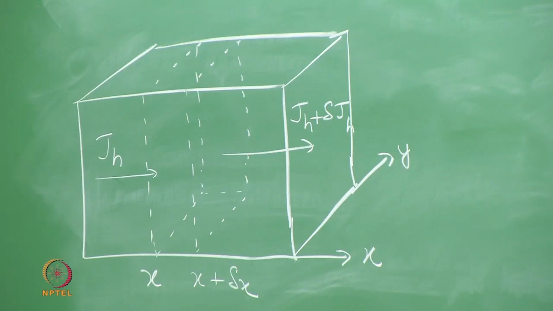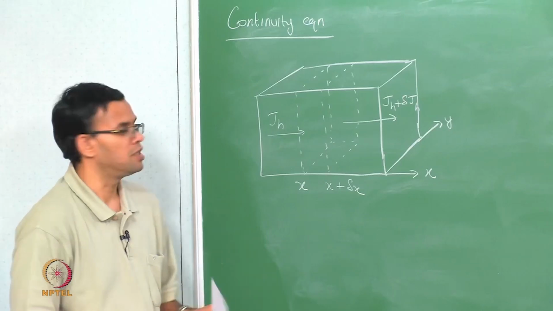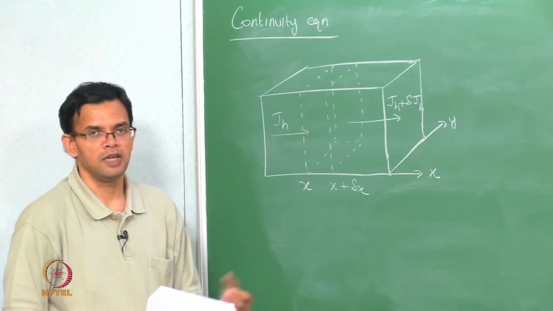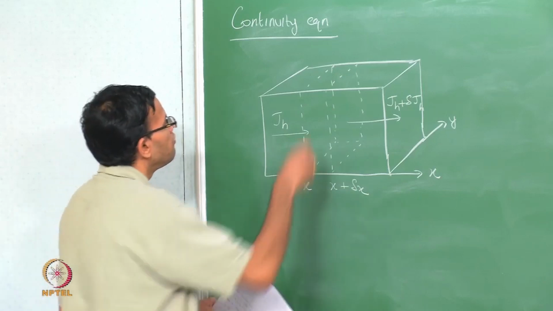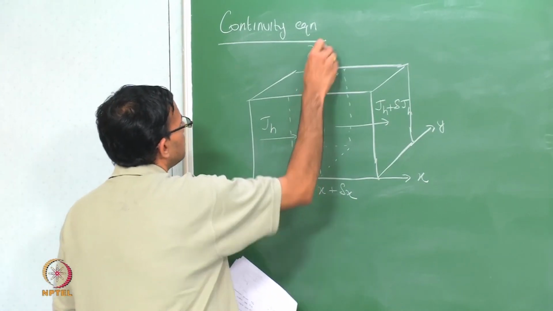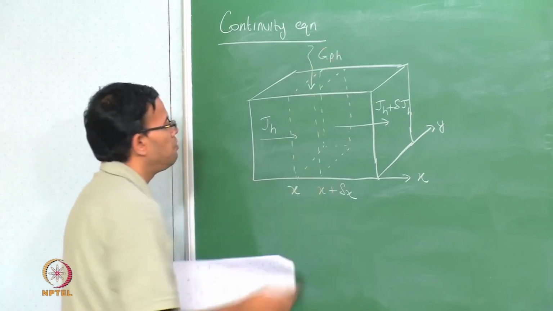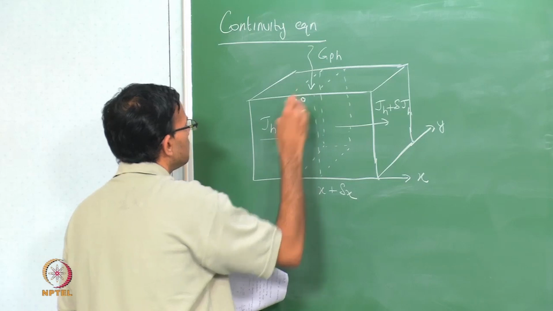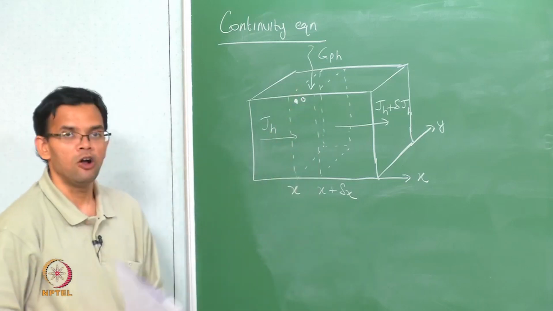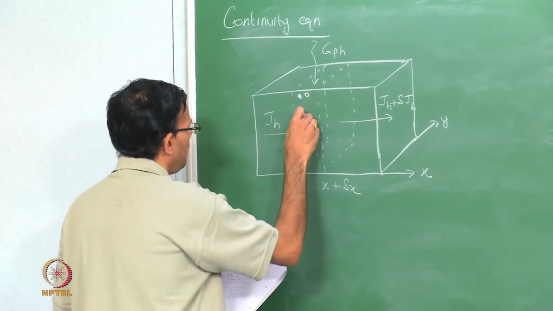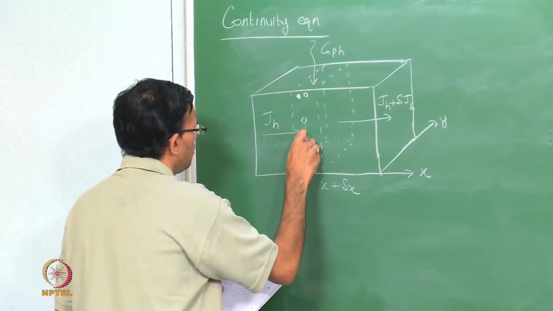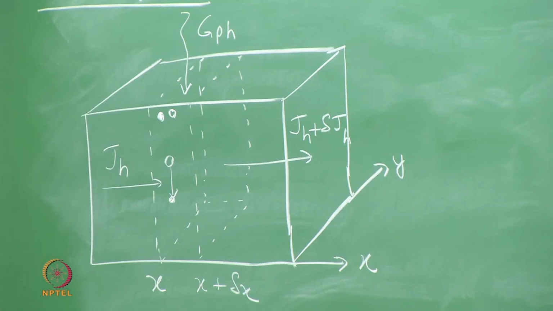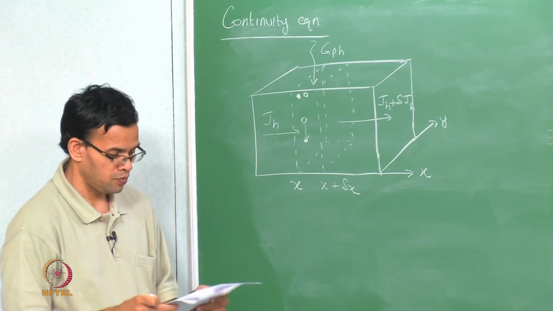So, delta JH can be positive or negative. If it is positive, we have some generation of holes within the slab. If it is negative, we have some loss of holes. We also have some incident light GPH, which creates electron hole pairs, and we also have a situation where we have recombination of electrons and holes. So, the process generates new holes, and the recombination basically leads to loss of holes.